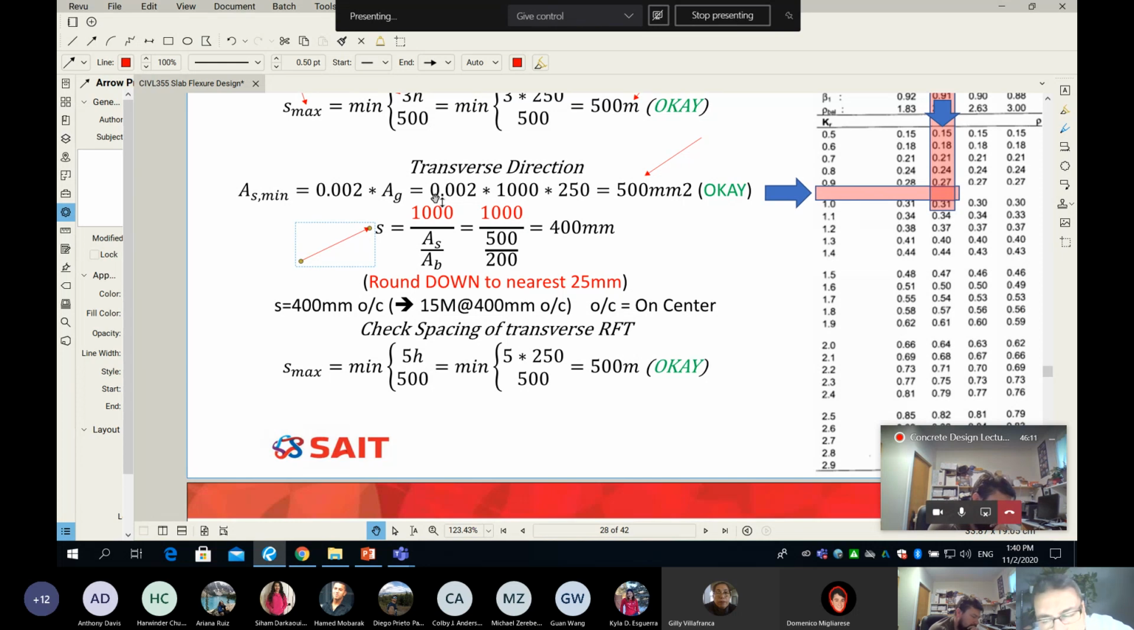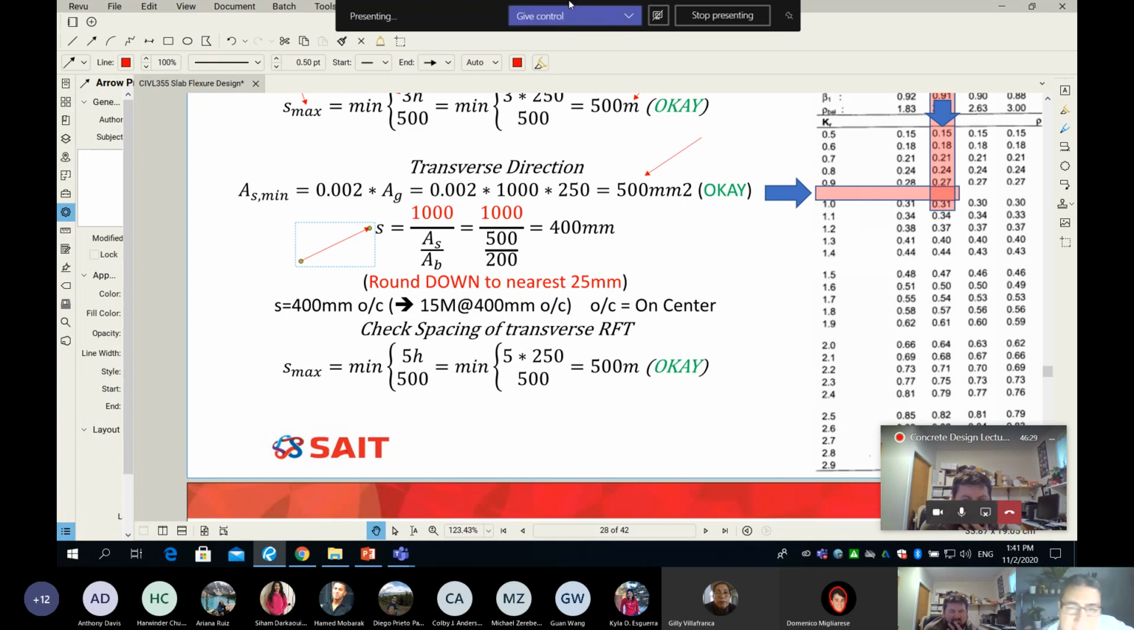So far we have two spacing. We found one which is at 300 on center. That's between main rebar. How about between transverse rebar? That's what we'll do right now. So we do the same thing. So 1,000 divided by 500 divided by 200.